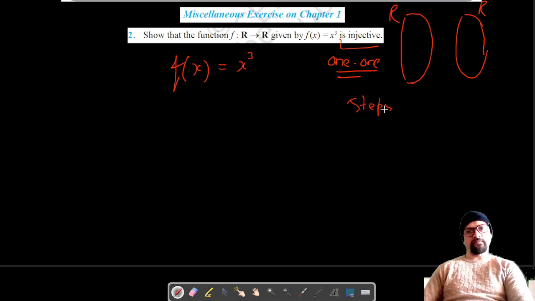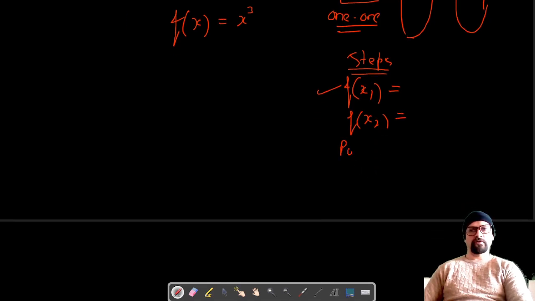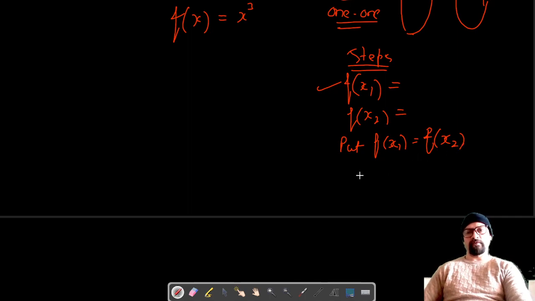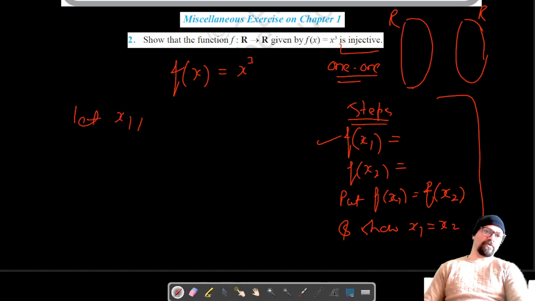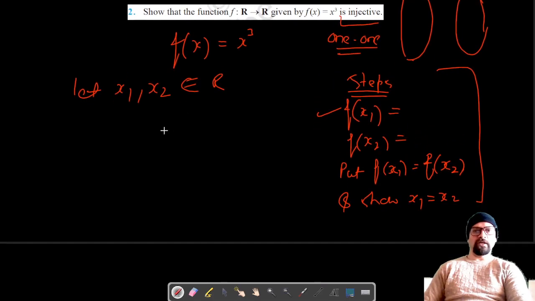What are the steps to show that the function is injective? Calculate f of x1, find f of x2, put f of x1 equal to f of x2, and show x1 is equal to x2. That means the function is injective. So let's say we have these two points, or real numbers, that belong to the domain R.